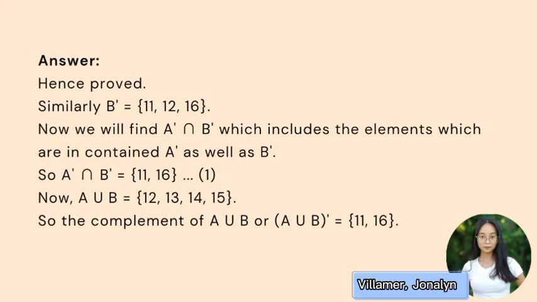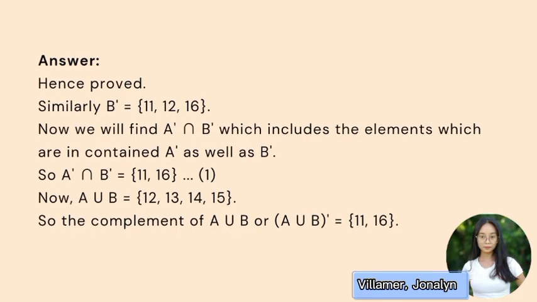The answer, similarly to the complement of B, is the set of elements 11, 12, and 16. Now we will find the complement of A and B intersect, which includes the elements that are contained in the complement of A as well as B. So the complement of A and B intersect is the set of elements 11 and 16.